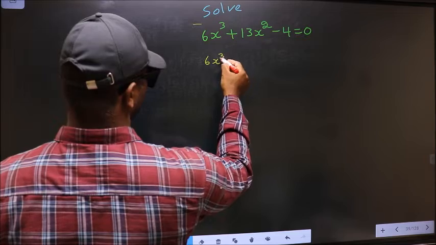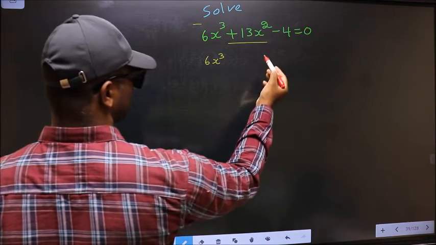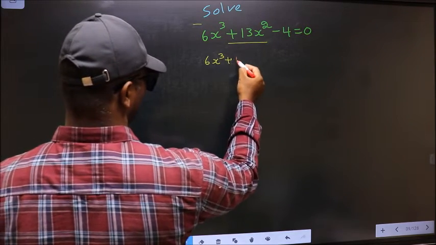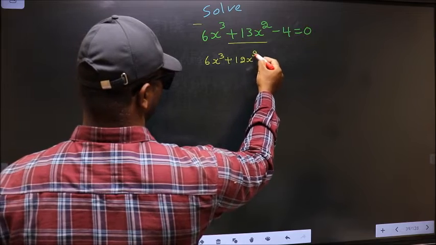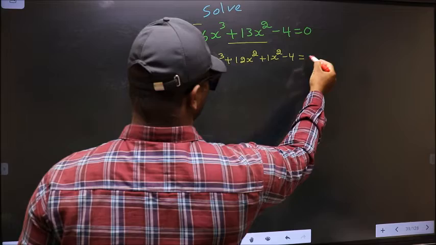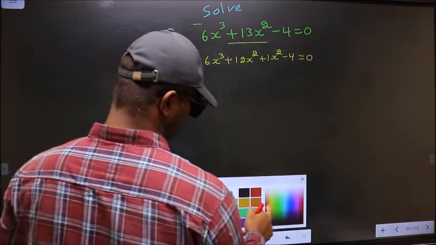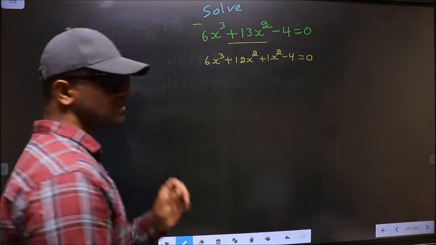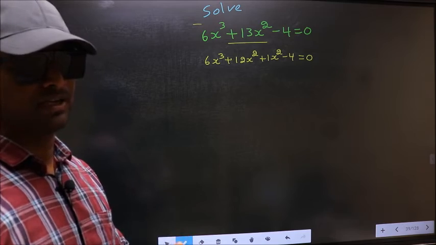6x cube, in place of plus 13x square, now I write plus 12x square plus 1x square minus 4 equal to 0. This is your step 1.